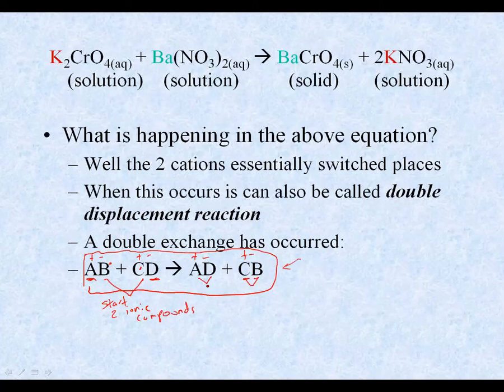If one of these guys over here on the product side makes a solid, then you could further classify it as a precipitation reaction as well. So technically speaking, for this reaction up on top that we saw, it is correct to classify it as double displacement. It is also correct to classify it as a precipitation reaction because it did form a solid. It would not be correct to classify this one as an acid-base reaction. It's not an acid-base neutralization reaction, as there's no acid or base involved.